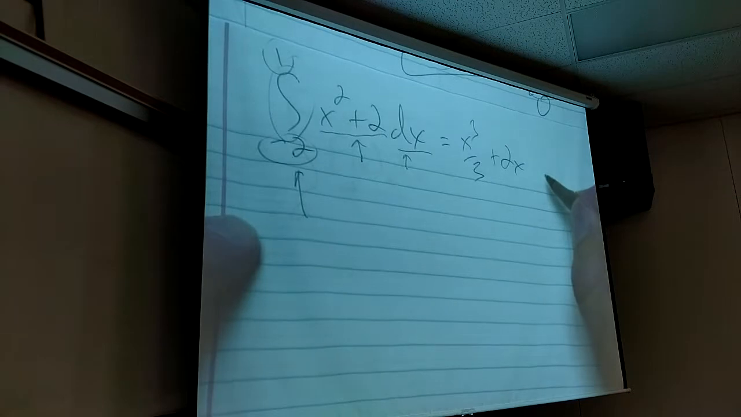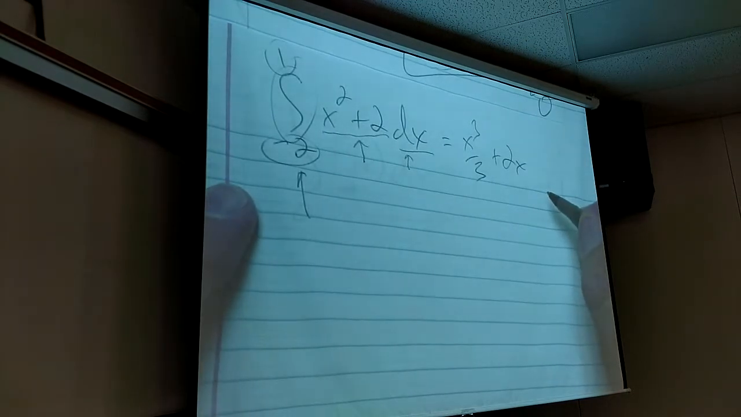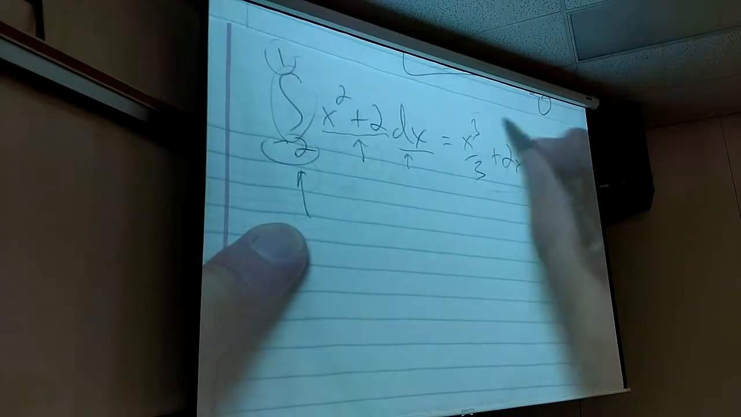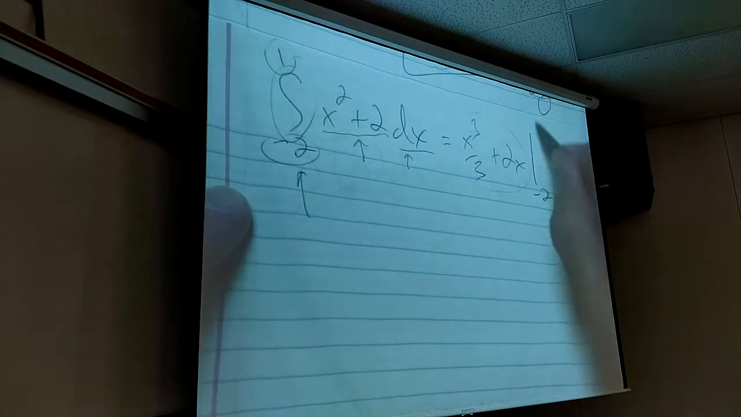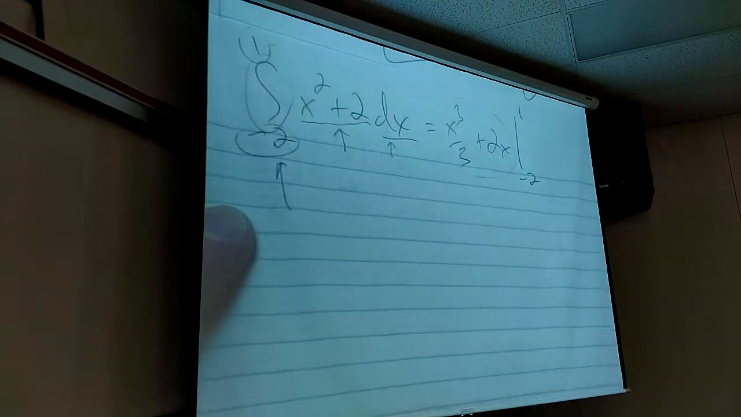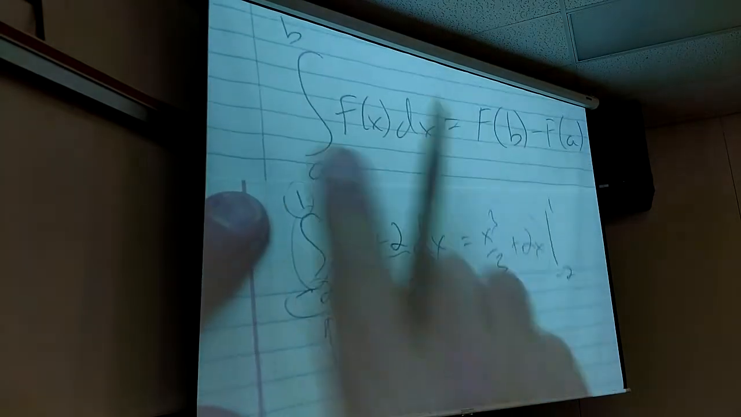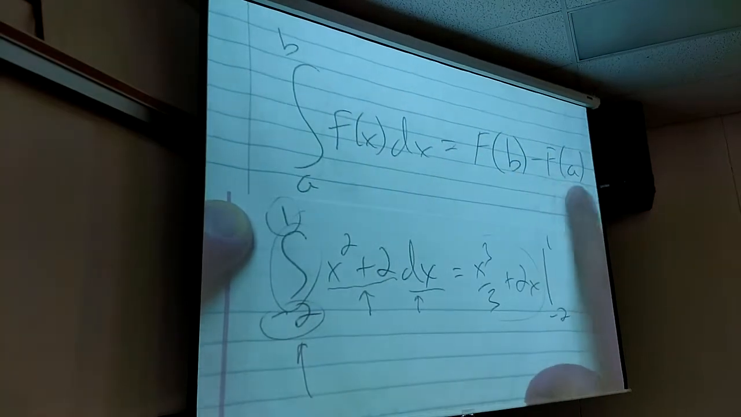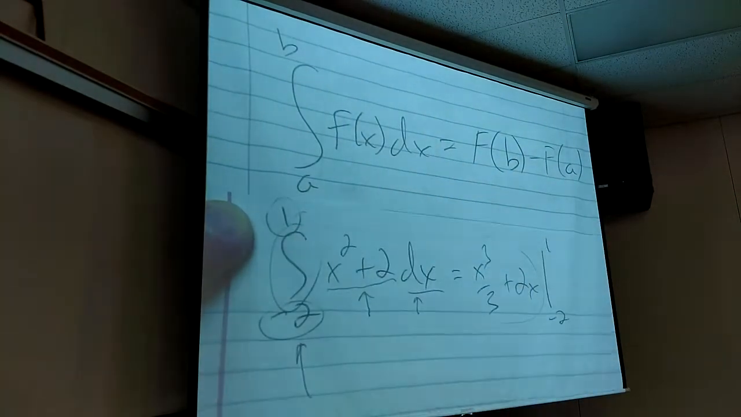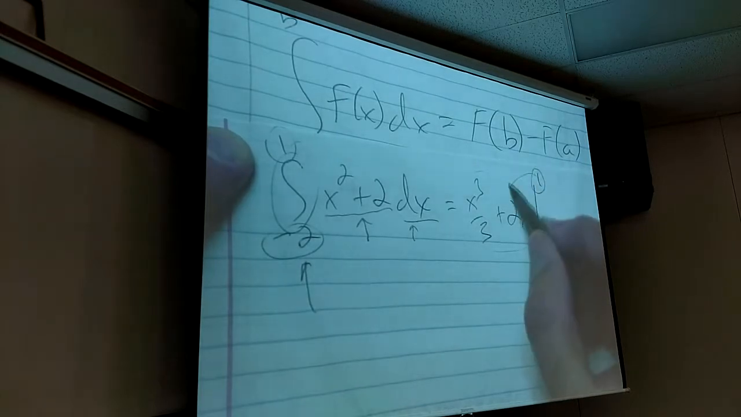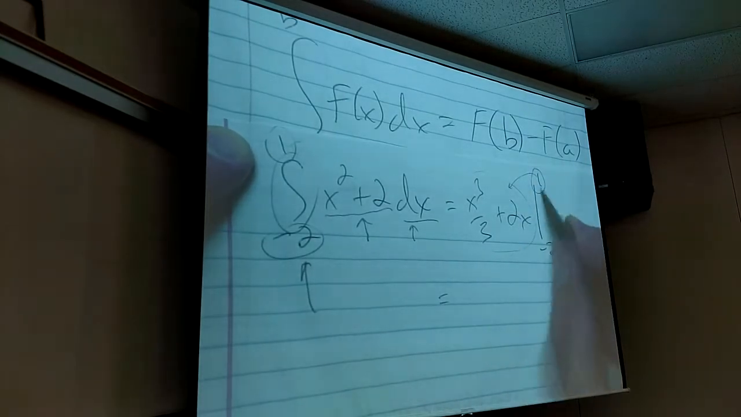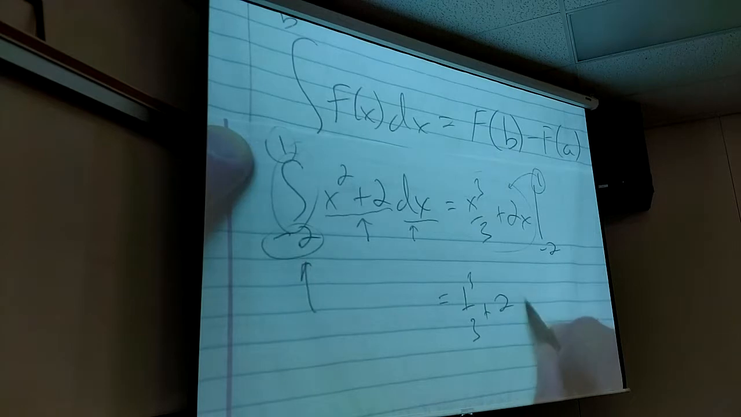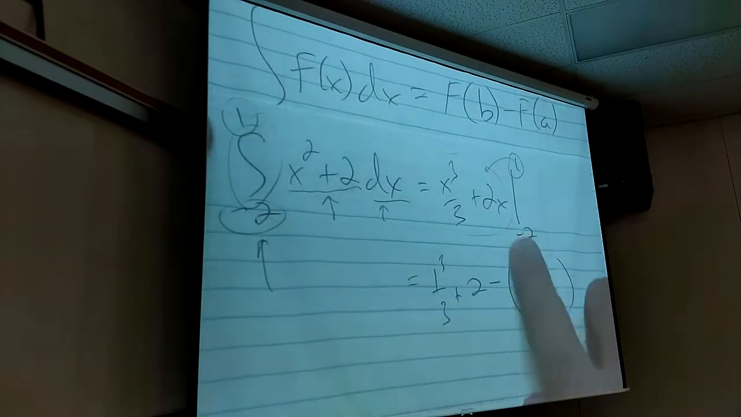So here's the notation that is most commonly used. I have to evaluate this function between negative 2 and 1. So look back at what we discovered. To find the integral under a function, it's just the antiderivative evaluated at b minus the antiderivative evaluated at a. So what I'm going to do now is plug a 1 in, evaluate it at 1, minus evaluate it at negative 2.